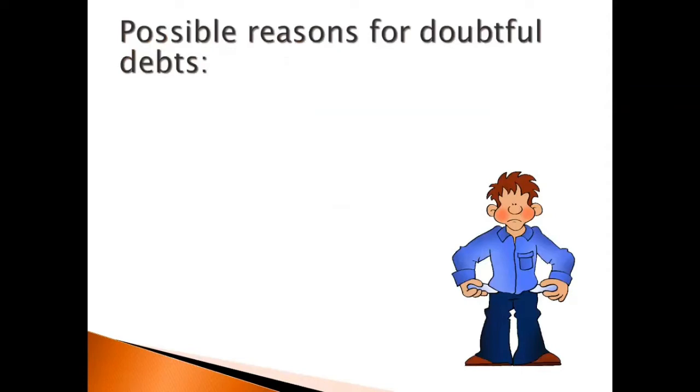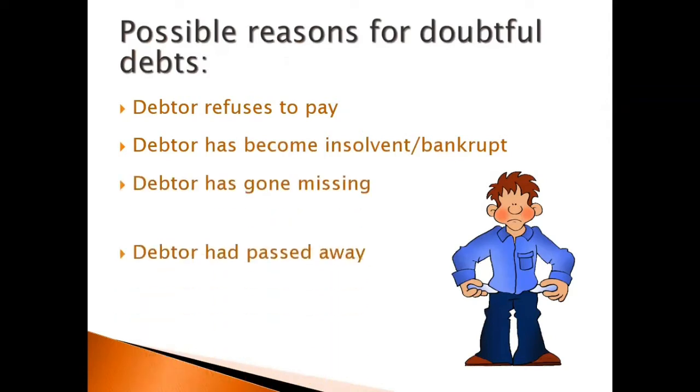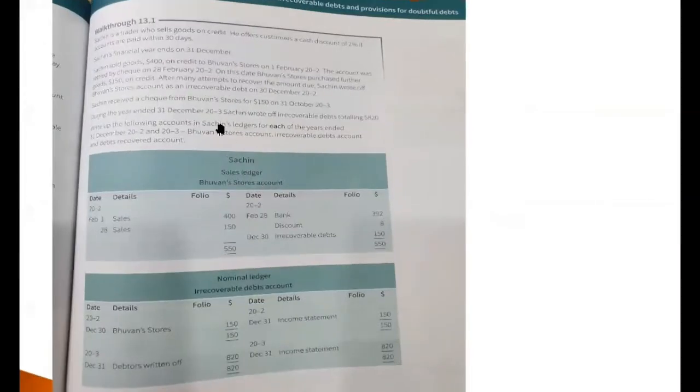So what are the possible reasons for doubtful debts? Number one, when the debtor refuses to pay the amount owing to the business. When the debtor has become insolvent or bankrupt, when the debtor has gone missing, when the debtor has passed away. How to record the irrecoverable debt as an expense? So you should debit irrecoverable debt and credit the debtors or trade receivables account. So let's look into this part, walkthrough.